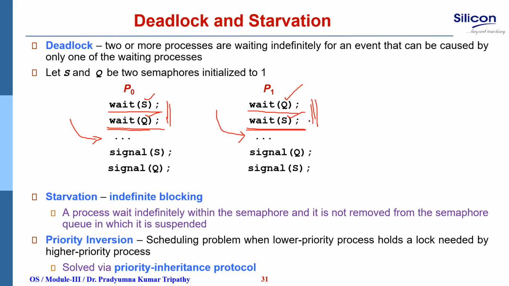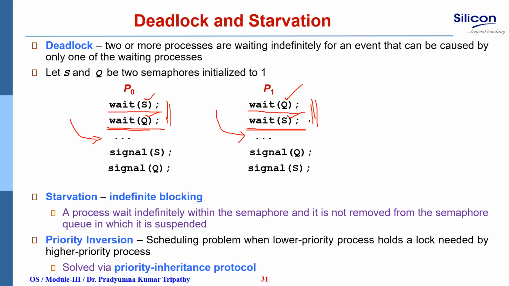S and Q are both binary semaphores. I hope you remember the wait function. The wait function is: while S less than or equal to 0, semicolon, S minus minus. And what is the signal function? S plus plus. So while coming out, it will increment the value of S, and in the wait function, it will check while S is less than or equal to 0. If the condition doesn't satisfy, then S minus 1.